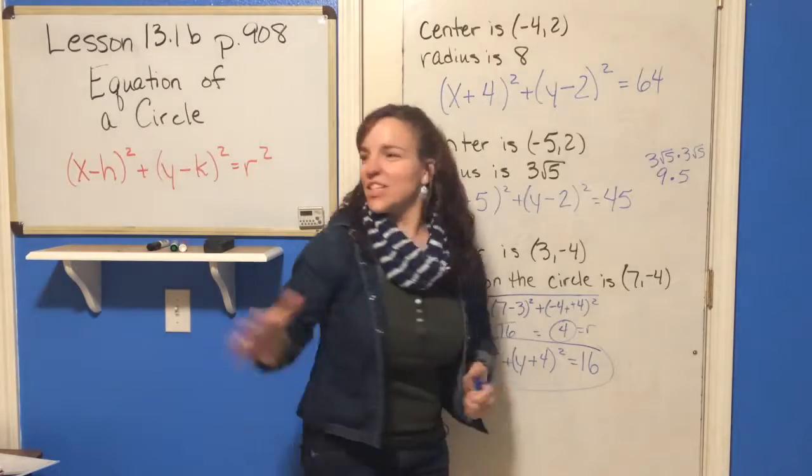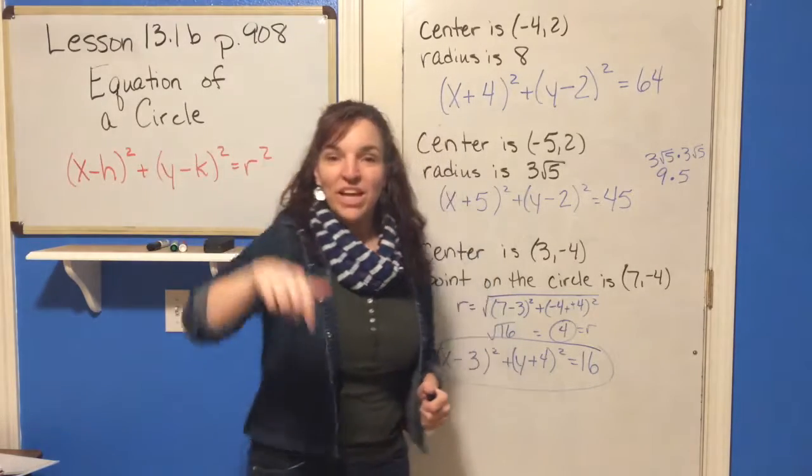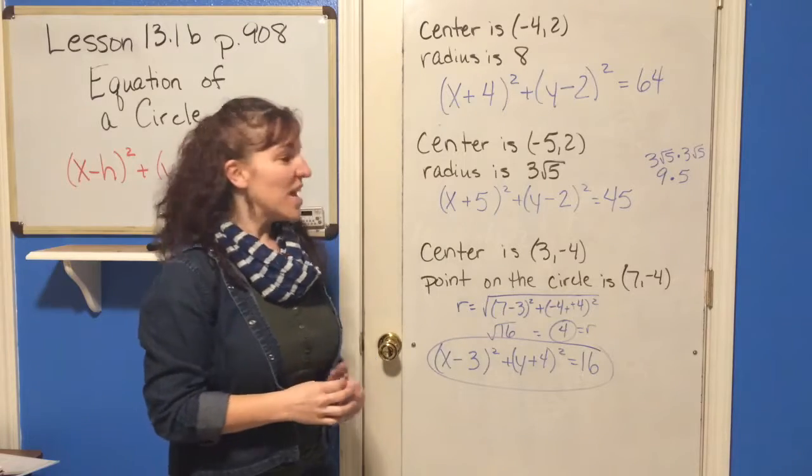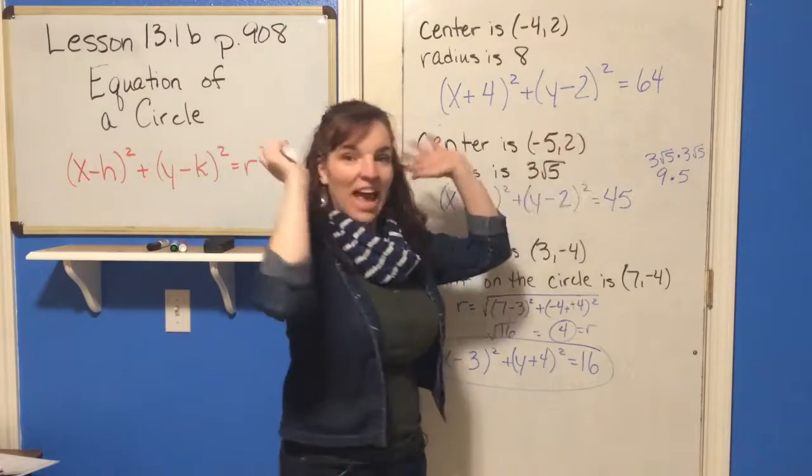Okay? So all you need to do is know that formula, plug in your h, your k, and your radius. Don't forget to square the radius, and you're done.